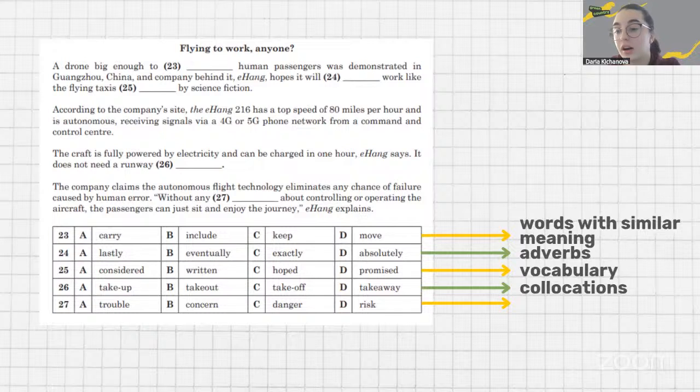So there we choose collocation and how this preposition changes the meaning of our word. And the last, it's trouble, concerns, danger, and risk. You may understand that there we will talk about some synonyms. So as you can see, in this task, we had just 5 questions, but these 5 questions checked how we remember adverbs, how we remember our collocations, different synonyms, and our knowledge of vocabulary.